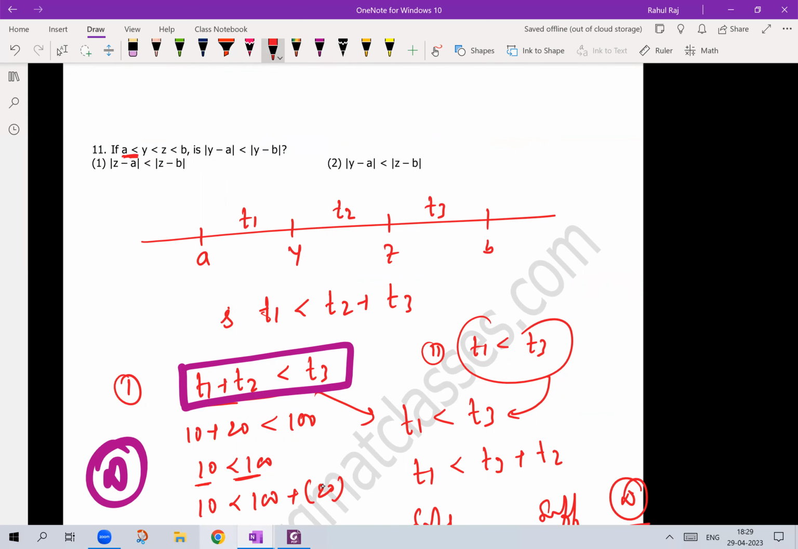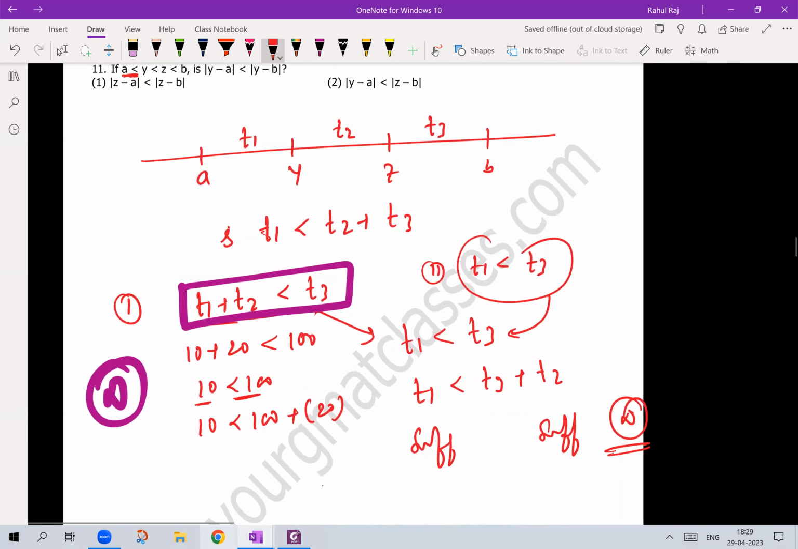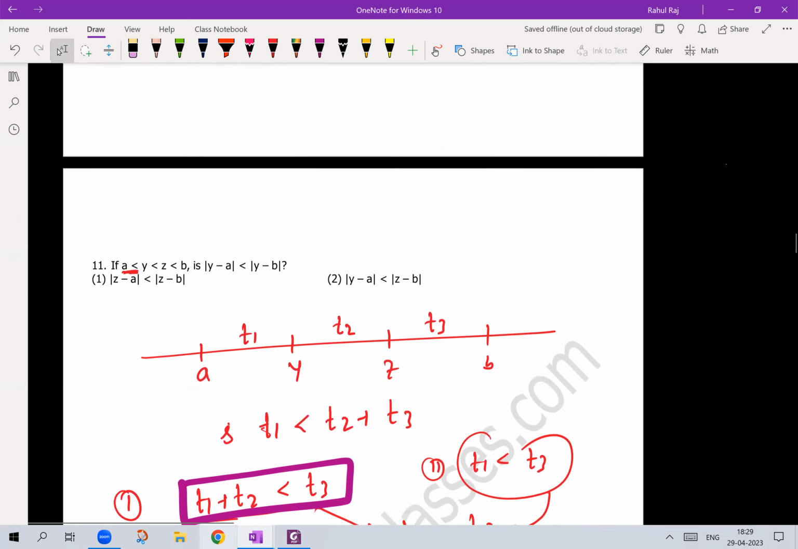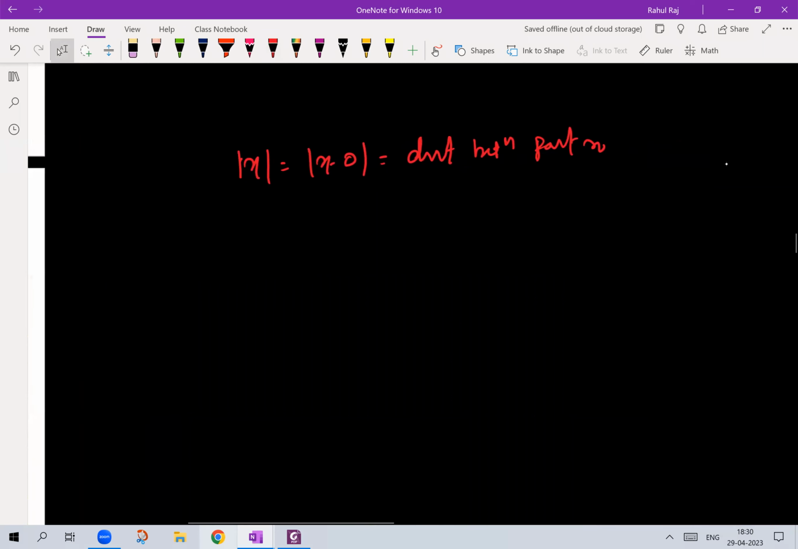Rahul, from the question given, can you explain it again? Yeah, which one? The whole T1, T2, T3 concept. So no, I'm just trying to say here, Kashish, that we have read that mod x is nothing but x minus 0, right? That is the distance between point x and point 0. I'm just using the distance concept over here. Distance between point x and point 0, right, Kashish? Yeah.